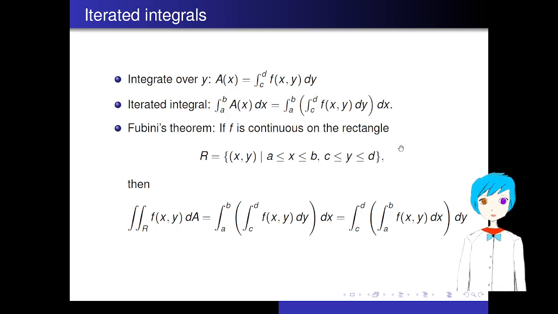We have Fubini's theorem. That is to say, if f is a continuous function on the rectangle, then the value of the double integral equals the value of the two iterated integrals. The first is we integrate over y and then integrate over x. The second is we first integrate over x and then integrate over y.